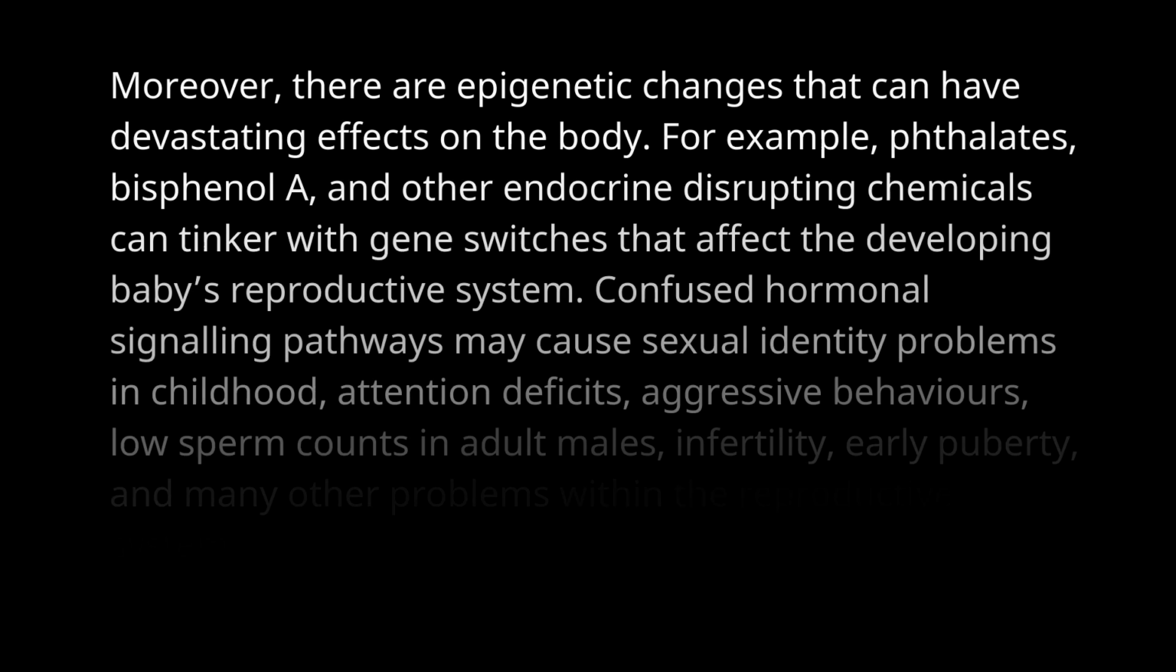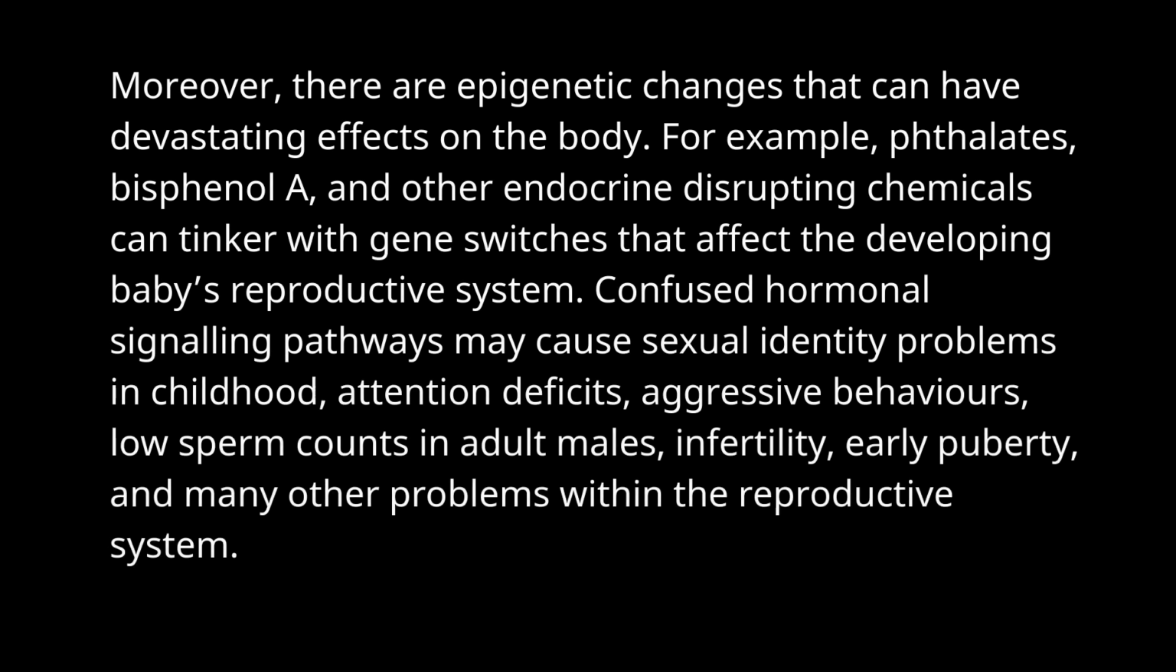Moreover, there are epigenetic changes that can have devastating effects on the body. For example, phthalates, bisphenol A, and other endocrine-disrupting chemicals can tinker with gene switches that affect the developing baby's reproductive system. Confused hormonal signaling pathways may cause sexual identity problems in childhood, attention deficits, aggressive behaviors, low sperm counts in adult males, infertility, early puberty, and many other problems within the reproductive system.